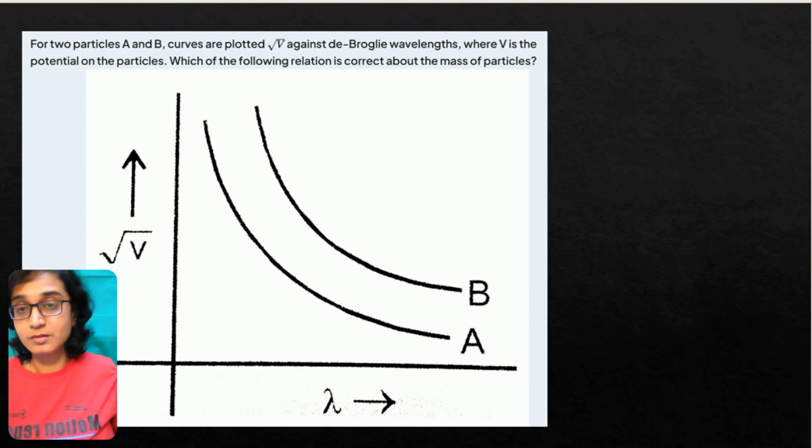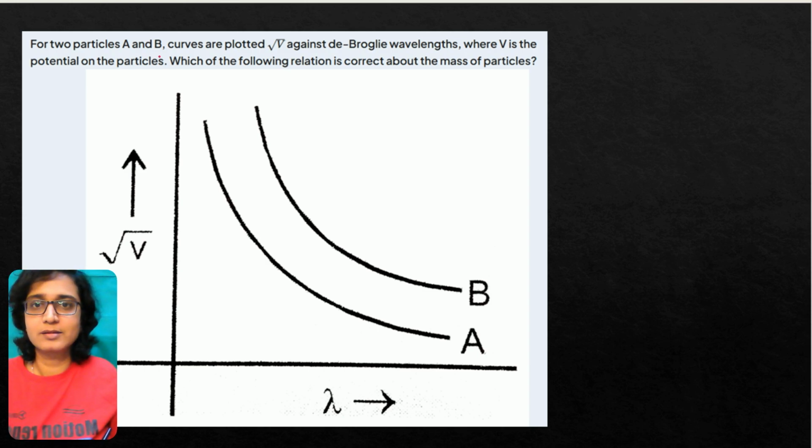The problem: for two particles A and B, curves are plotted, root V against de Broglie's wavelength. Which of the following relations is correct about the mass of the particles? We connect de Broglie's wavelength and potential difference by lambda is equal to h by square root of 2mqV.